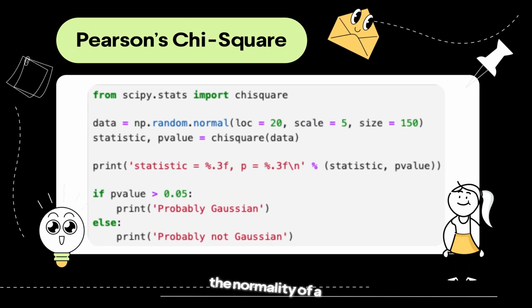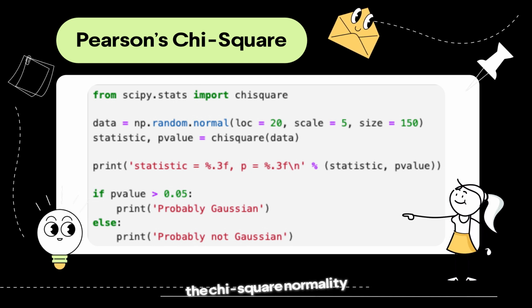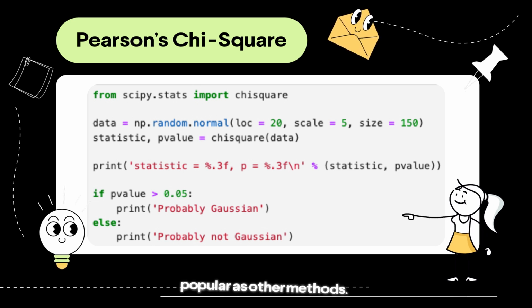Another way to test the normality of a variable is to use the chi-square normality test. It is not as popular as other methods.